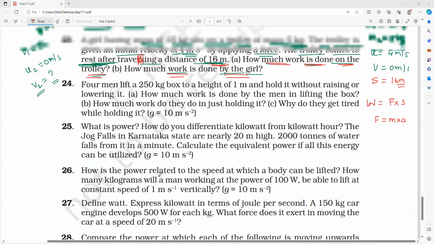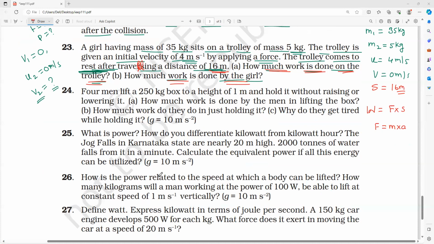Yes, sir. 24. Four men lifted a 250 kg box. This is also one of the most important questions, a creativity question actually. So four men lifted a 250 kg box to a height of 1 meter and hold it without raising or lowering it. How much work is done by the men in lifting the box? During the lifting, how much work do they do just holding it? So by just holding it, what is the work done?